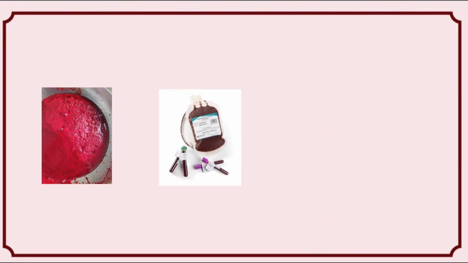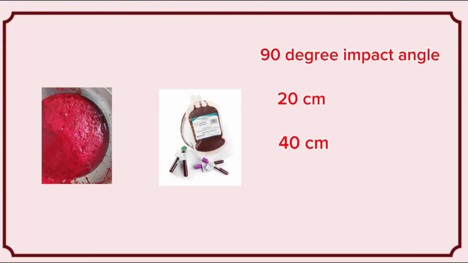bloodstain analysis. The researchers used goat blood because its viscosity, surface tension, and clotting behavior are similar to human blood while avoiding ethical concerns. Blood droplets were released vertically, which is from a 90-degree impact angle, from three different heights, which is 20 cm, 40 cm, and 60 cm. Water droplets were also used as controls to compare the influence of fluid composition.